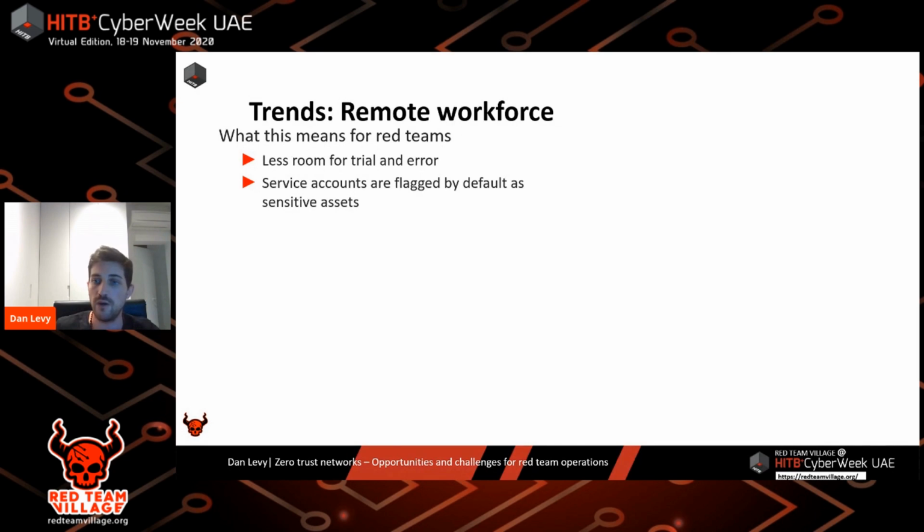And so this, from the red team perspective, leaves us less room for trial and error to try to start enumerating the network and to try certain sensitive activities just to see if they're flagged or if they're blocked or not.